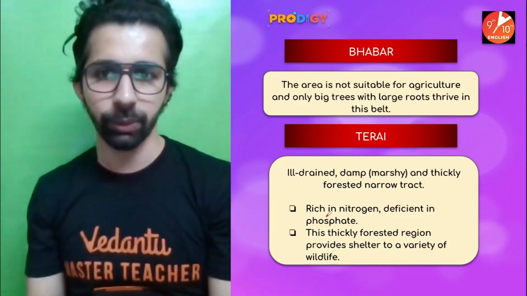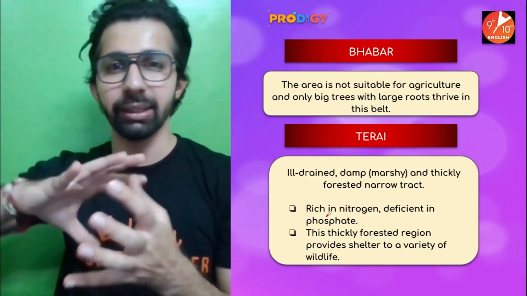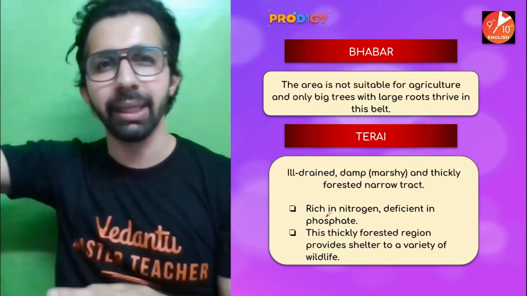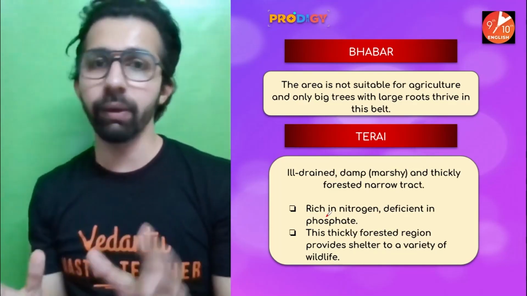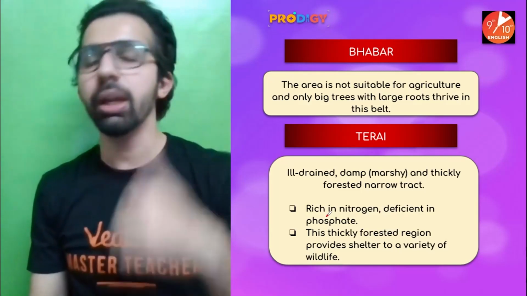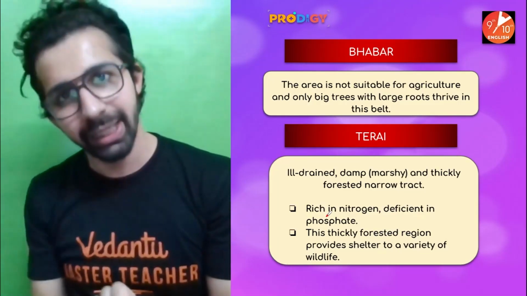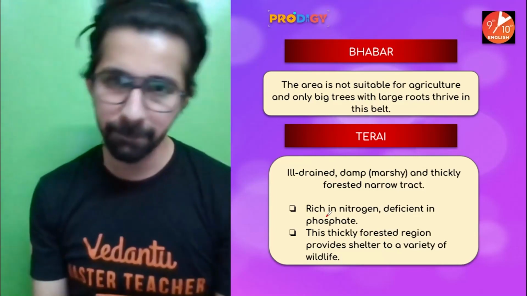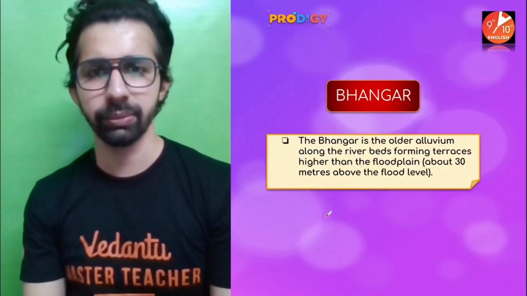Here cultivation is not possible, but further than that Bhabar area, there is a marshy area. Marshy means swampy. In Hindi, we call it daldal. Over there, it is a marshy area. So these are the two areas you have to remember. Bhabar is a rocky area, which is not good for cultivation. And then we have got Tarai area, which is a marshy area, but it is covered by forest.